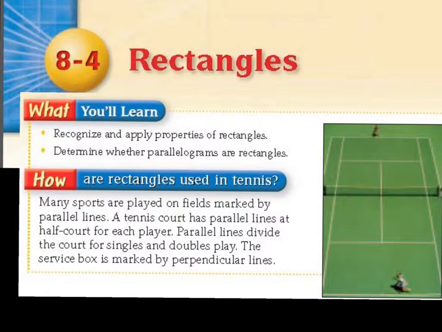Many sports are played on fields marked by parallel lines. A tennis court has parallel lines at half court for each player. Parallel lines divide the court for singles and doubles play. The service box is marked by perpendicular lines.